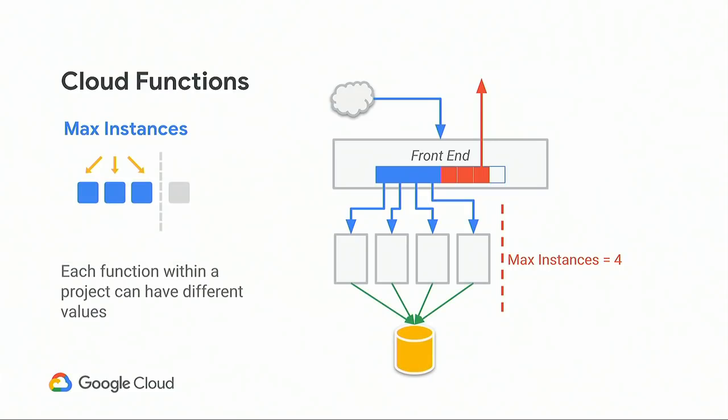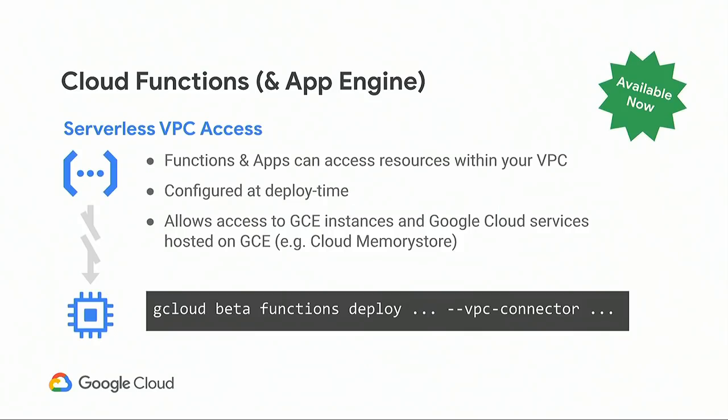But no matter what, if you have your downstream system that has a maximum capacity, for example, a database with a maximum number of connections, then the max instances will ensure that you're not overloading your underlying data set. Overloading the underlying database will cause problems with all serving functions potentially. So that's max instances. That's available now.